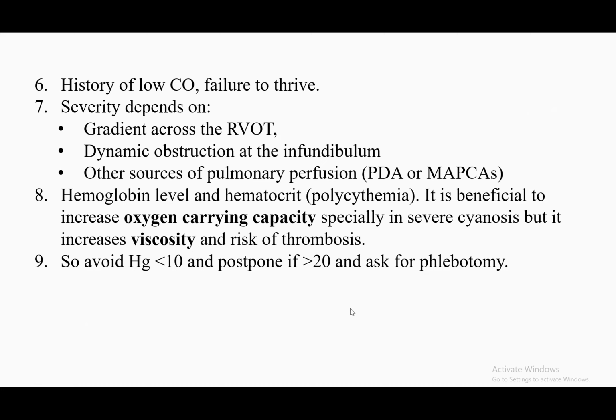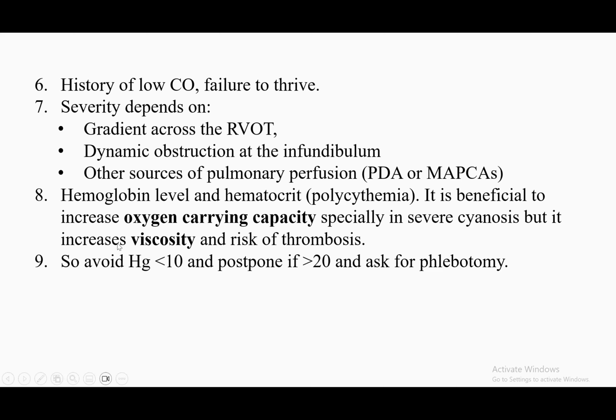Severity depends on the gradient across the RVOT, and dynamic obstruction at the infundibulum, because the entire conal septum is deviated anteriorly, so the stenosis in Fallot is usually valvular and subvalvular. The subvalvular part is a muscular part, so the obstruction becomes dynamic. Other sources of pulmonary perfusion like PDA or MAPCAs, meaning aortopulmonary collateral arteries. Hemoglobin level and hematocrit, polycythemia.